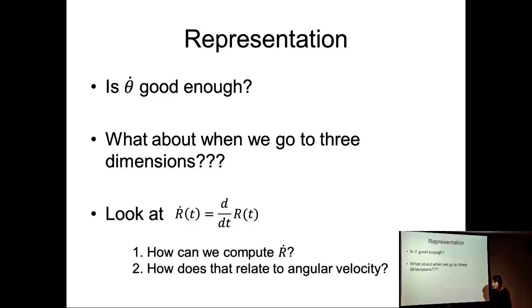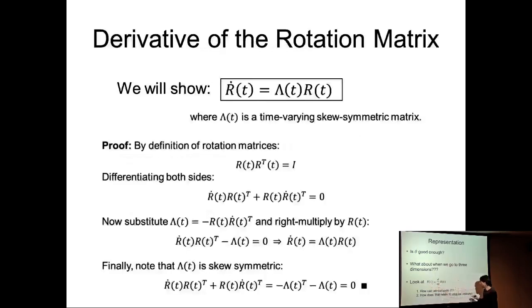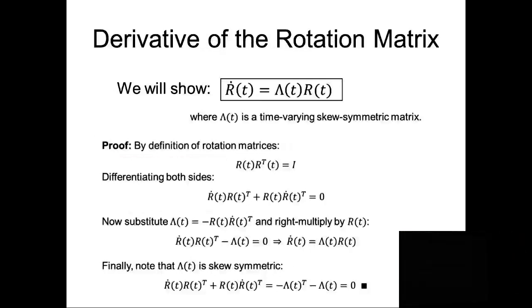So the question is, theta dot, when we had k theta dot equals omega, is theta dot enough to represent the angular velocity or the rotational motion of this rigid body? So really the question I'm asking is, what do we do when we go into higher dimensions? So let's take a look at the derivative of a rotation matrix. R dot is simply d by dt of R of t. And what we want to do now is see what this derivative looks like and how it is related to angular velocity.